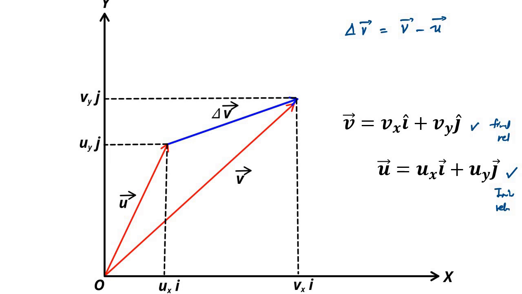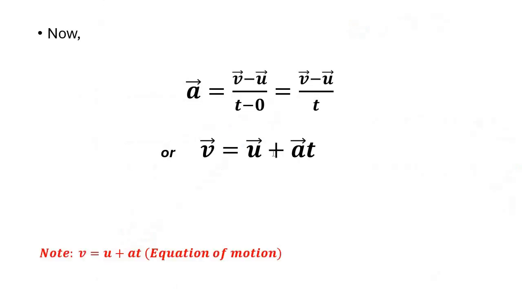Now next is, this is the first equation. Acceleration is change in velocity by time taken, v minus u vector by t, or v vector is equal to u vector plus a vector into t. This is the first equation of motion, v is equal to u plus at.